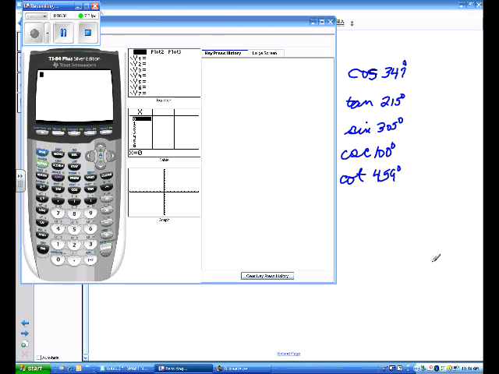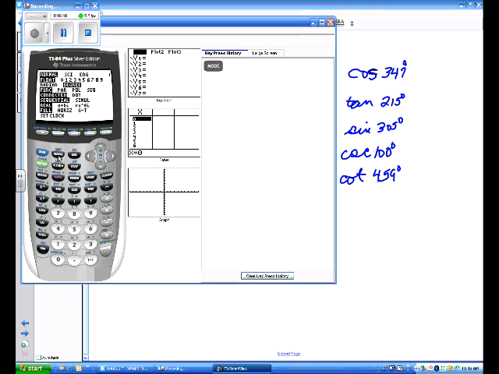Okay, we have some angles here that we want to find our function for. We're going to use the calculator. Now, first of all, we want to make sure we're in the degree mode. So if not, then put your calculator in the degree mode.